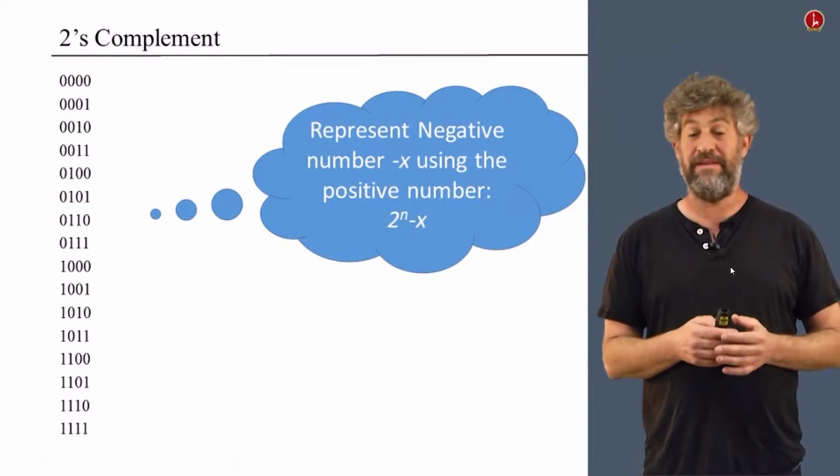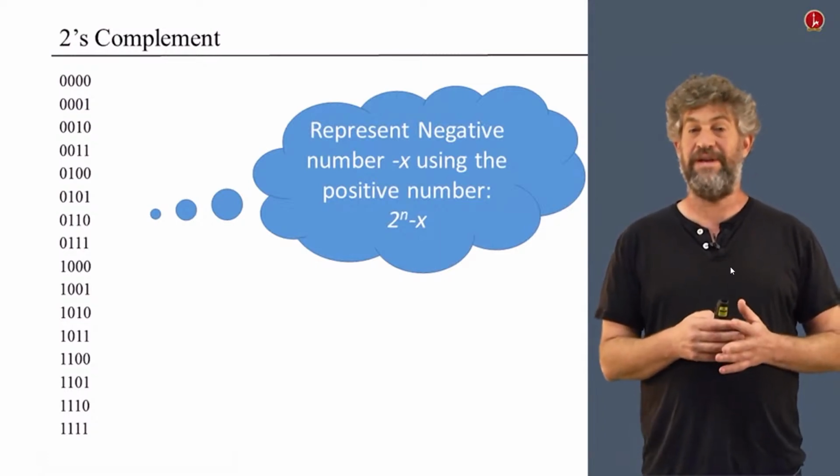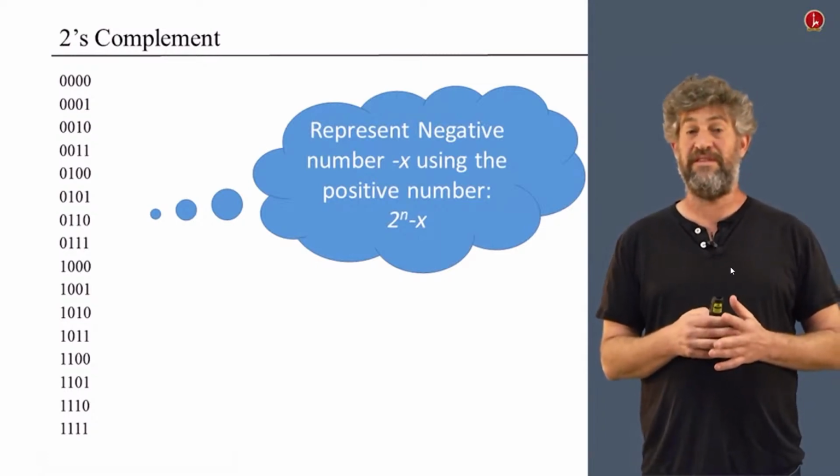They use a system called 2's complement, and it has a very simple idea. If you want to represent a negative number, negative x, you just instead represent a positive number 2 to the n minus x. In our case of 4 bits, 16 minus x, which is going to be a positive number, and you're going to represent it like we've seen so far.